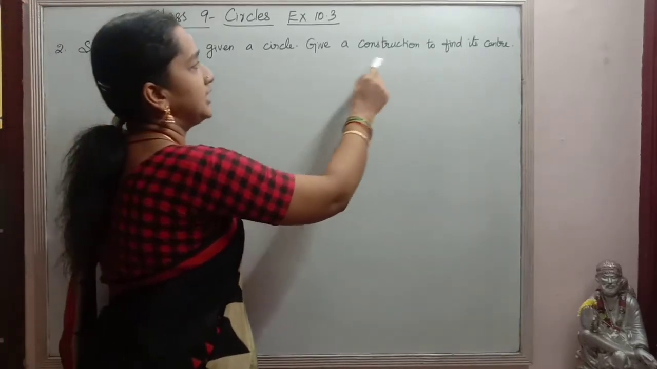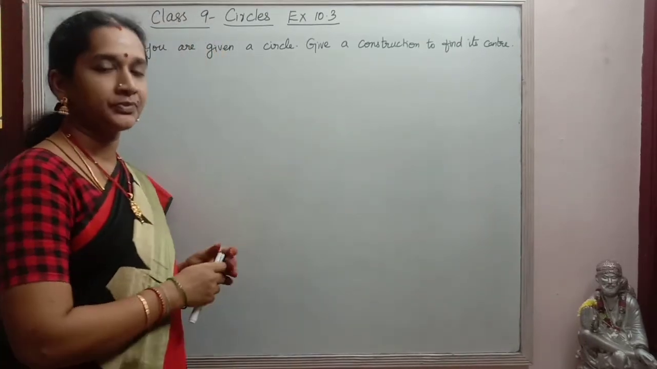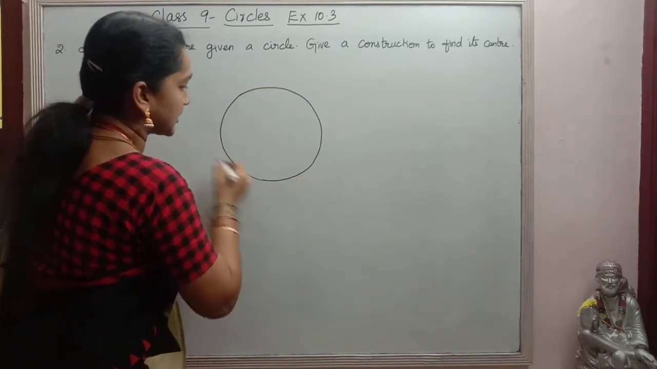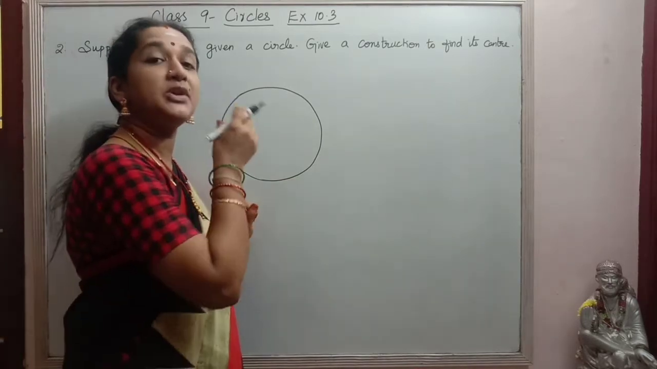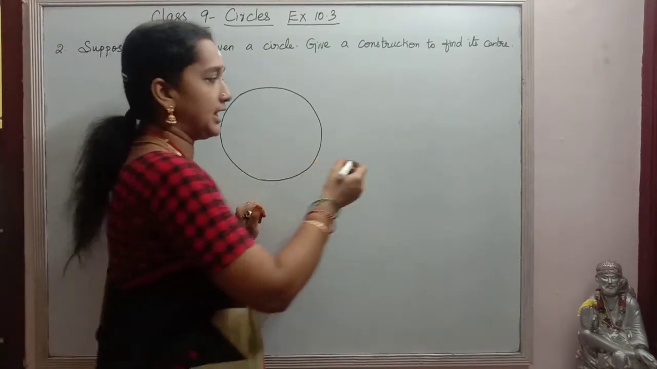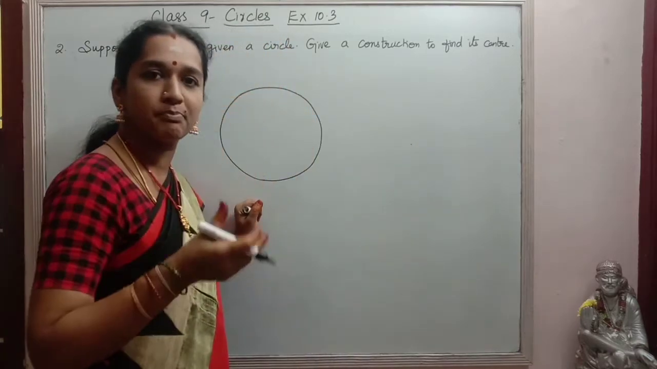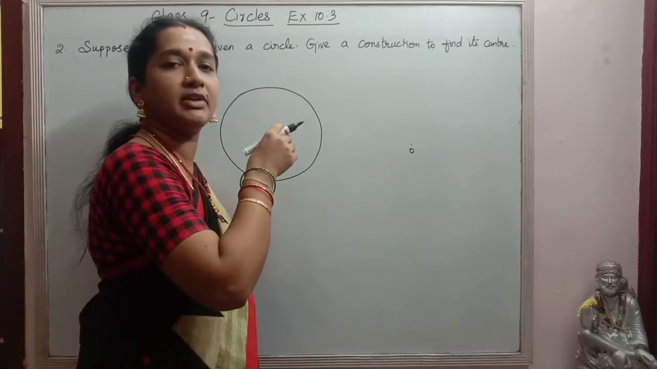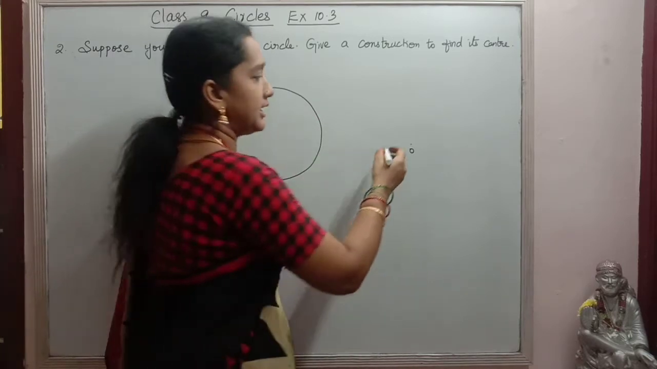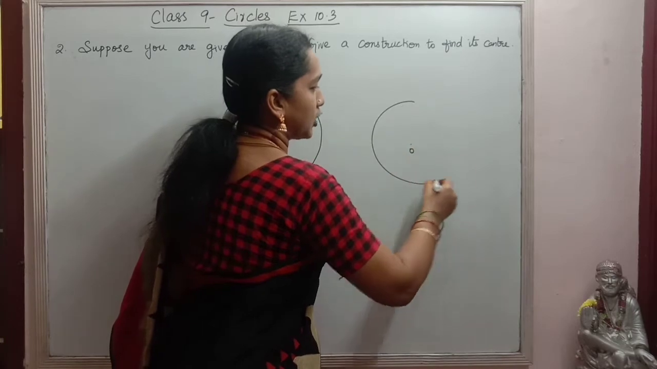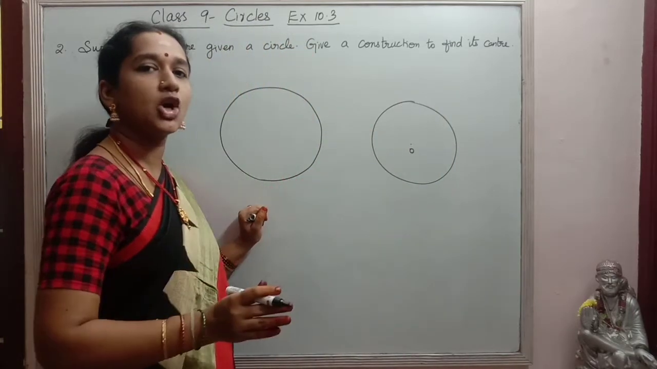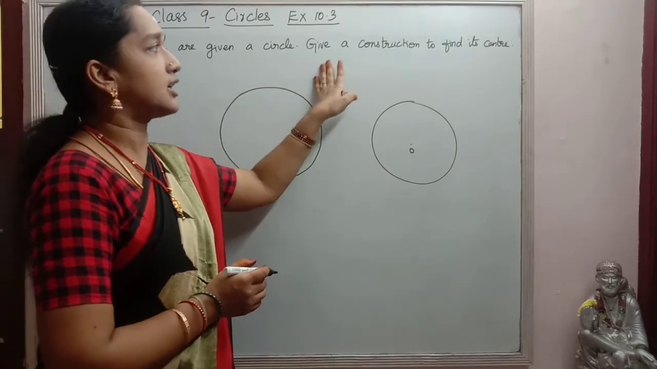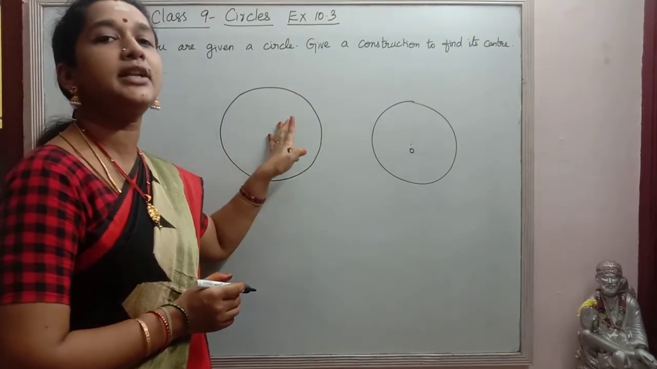Suppose you are given a circle, give a construction to find its center. So, a circle is given, and we are asked to find the center of the circle. If we are asked to draw a circle with any radius, with the help of a compass, a center point will be given. From that center point with the given radius, we will draw the circle with the help of the compass. That is the normal thing we are doing. Here, only a circle is given, and we are asked to find the center of this circle.